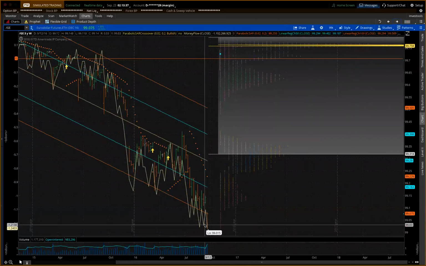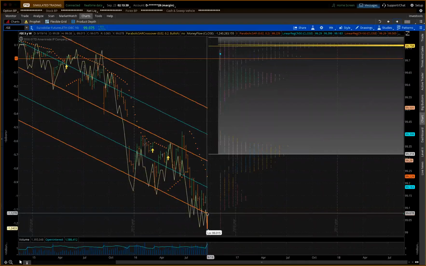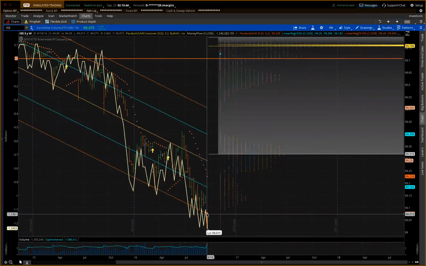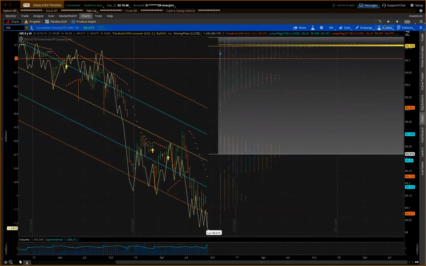This one looks like a reversal here. Eurodollar futures, that would be interesting here. That would also help with the TED spread.